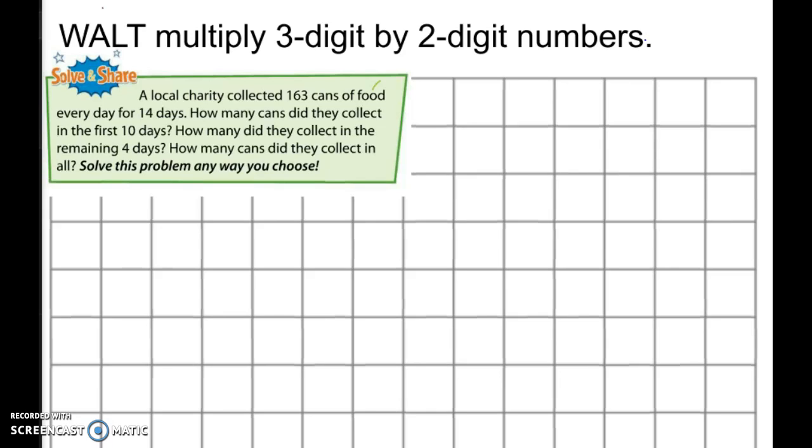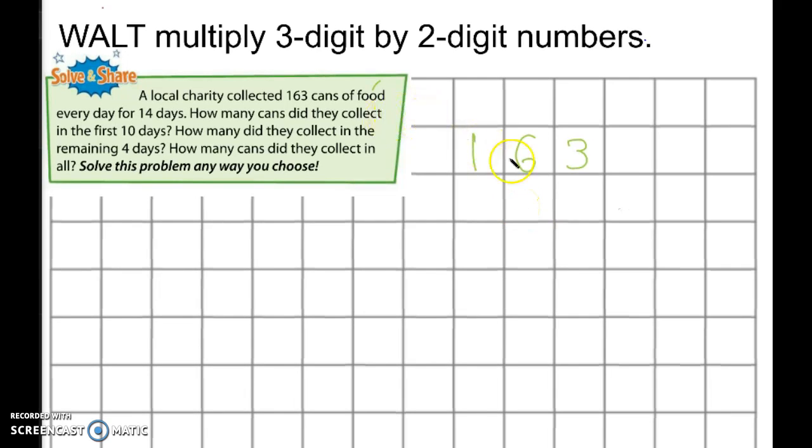What I'd like you to do now is give the solve and share a try: pause the video and then start it up again after you've given it a shot. So a local charity collected 163 cans of food every day for 14 days. How many cans did they collect in the first 10 days? How many did they collect in the remaining 4 days? How many cans did they collect in all?